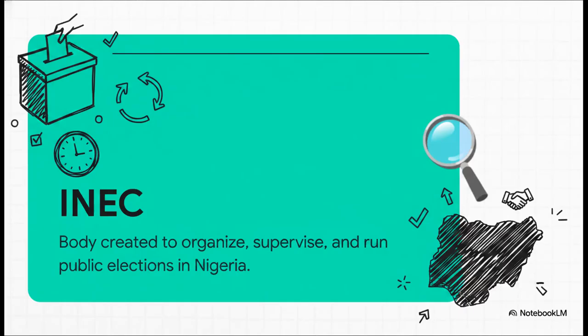So, INEC stands for the Independent National Electoral Commission. If you're taking notes for your exams, you'll want to remember this exact definition. It is the official umbrella body created by the government to organize, supervise, and run public elections in Nigeria. Whenever you see a public election happening anywhere in the country, this is the exact group making the whole shebang happen, from start to finish.